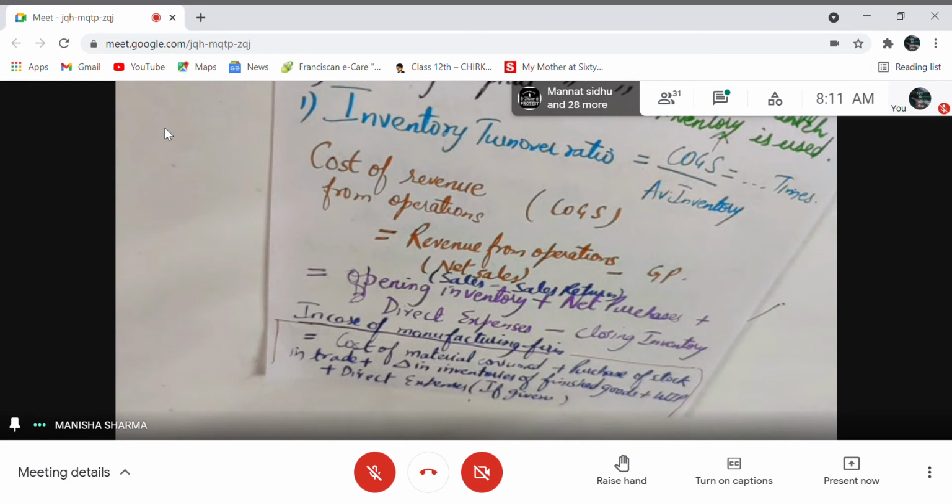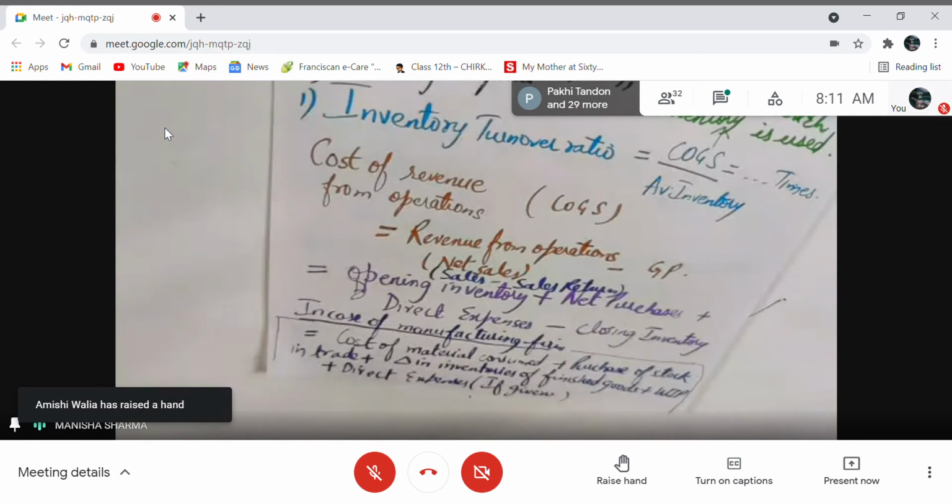Harsheen? Yes, ma'am, opening inventory plus purchases minus closing inventory. Is Harsheen missing something in the formula? She's very close to it. Opening inventory minus closing plus purchases. Is she missing any item?